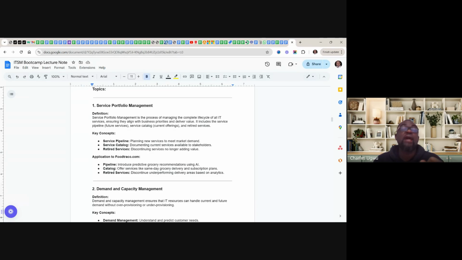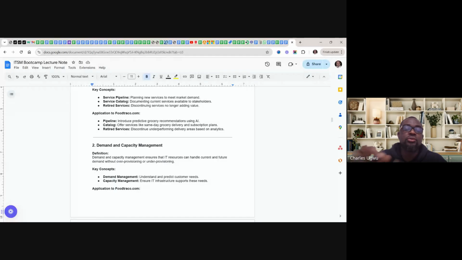It's not easy to start retiring. You start retiring a lot of underperforming services because you didn't plan for it. So that is how service portfolio management works. That's how we can use service portfolio to design a strategy for any company, not only Food Truck.